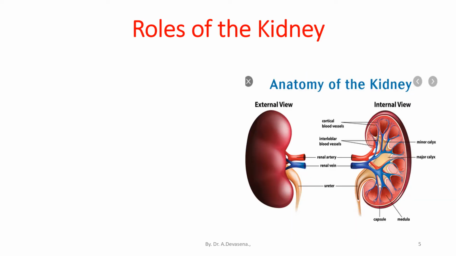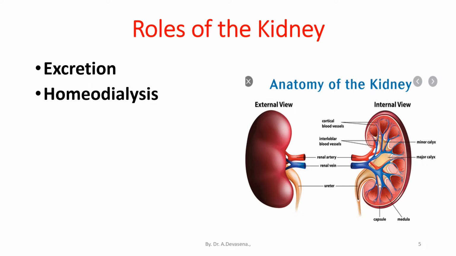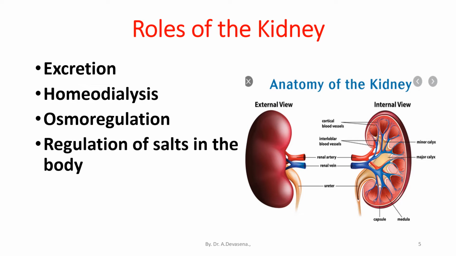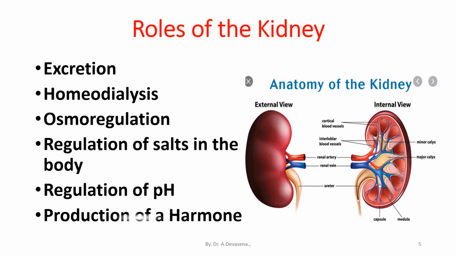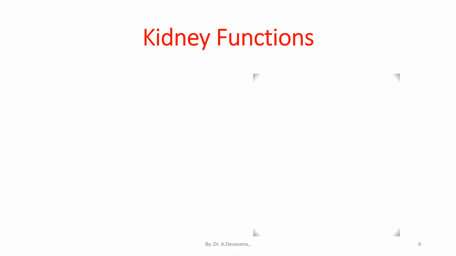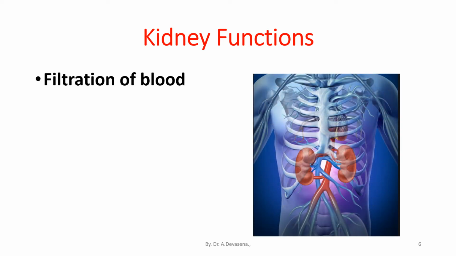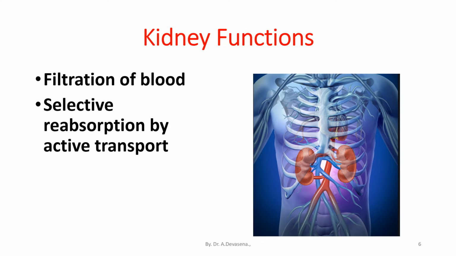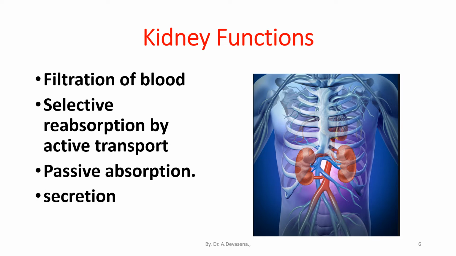Roles of the kidney: excretion, homeostasis, osmoregulation, regulation of salts in the body, regulation of pH, and the production of a hormone. Functions of the kidney is represented here. The first function is filtration of the blood. Then selective reabsorption by active transport, passive absorption, and secretion.